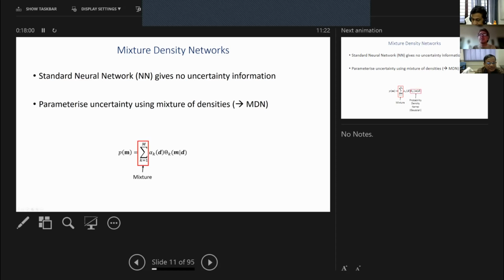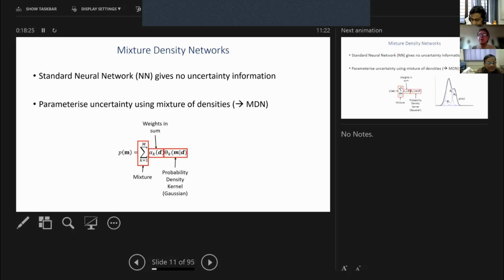The mixture refers to the sum here of some sort of elemental kernels of probability densities. And these are just going to be simple distributions like Gaussians, normal distributions, or anything else we like to use. We will use Gaussians. And it's a sum of those normals weighted by some numbers alpha k. So that's going to allow some to have higher weight, lower weight in the sum.